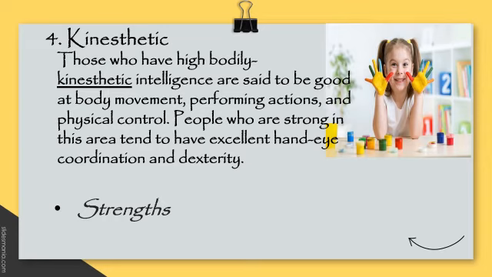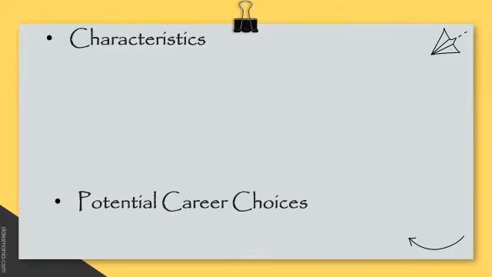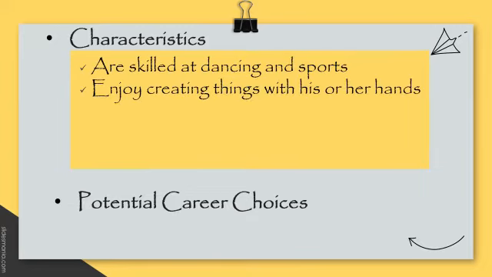Another intelligence in Gardner's theory is the kinesthetic, and those people who have high bodily kinesthetic intelligence are said to be good at body movement, performing actions, and physical control. People who are strong in this area tend to have excellent hand-eye coordination and dexterity, and they are good in physical movement and motor control. And those people are skilled at dancing and sports.